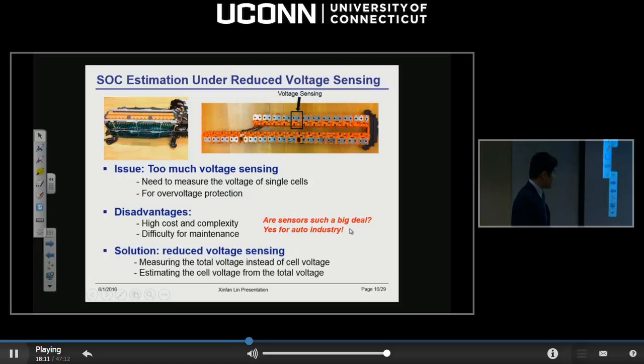The solution I propose here is reduced voltage sensing. That is, I try to measure the total voltage of multiple cells connected in series instead of the single-cell voltages.